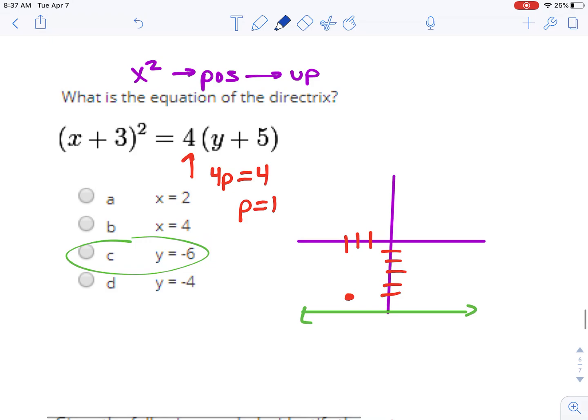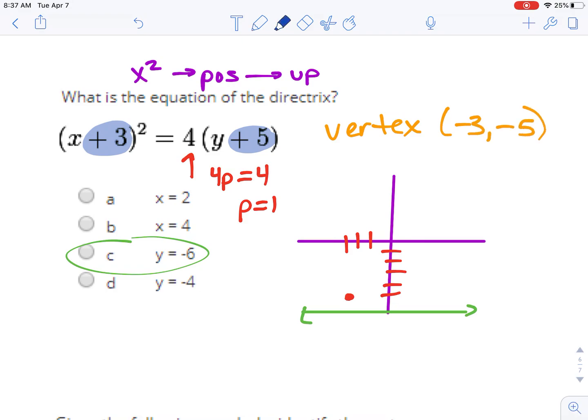It says, what is the equation of the directrix? Well, first we want to find where our vertex is. Take the opposite of both. So our vertex is -3, -5. And I'm going to plot that point. It tells us that our x is squared, and it's positive, so we are going to be opening up.